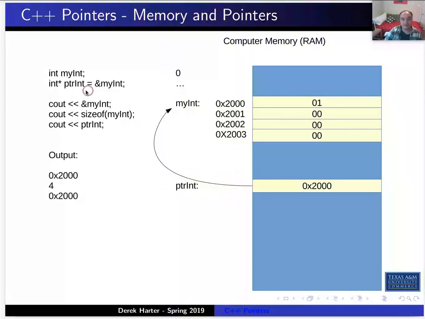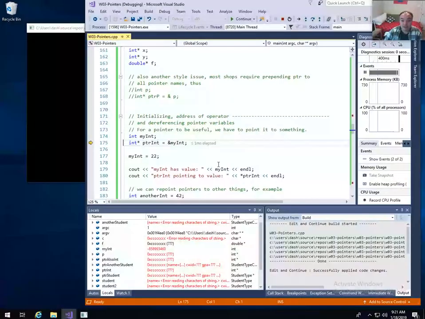So if we assigned the address of my int to pointer int, memory address 2000 would just get saved into wherever pointer int is in memory. Okay, so you get 2000. So basically, that's the way a pointer works. It's a memory address, and then if we dereference this memory address 2000, we go back to what it's pointing to, this value in memory here. Okay. So let's show that.